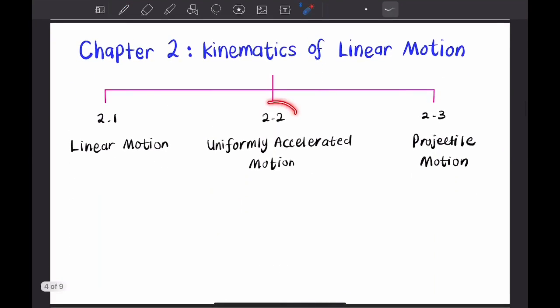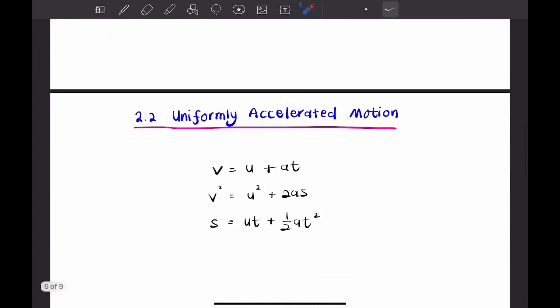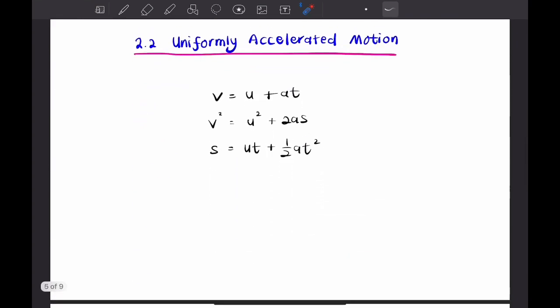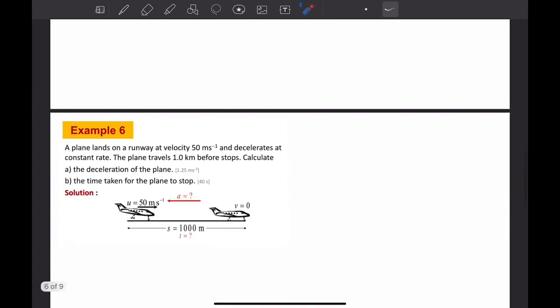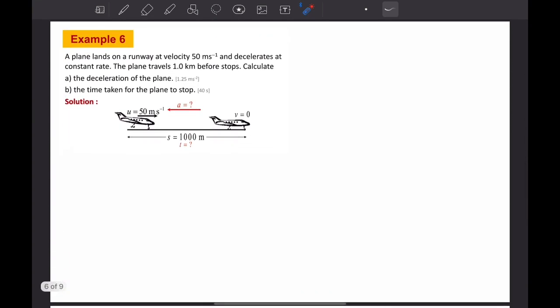Next, we are going to learn about 2.2, uniformly accelerated motion. In this subtopic, we have 3 important equations that you need to know, you need to remember. So we have V as the final velocity, U is initial velocity, A is acceleration, T is time taken, and S is the displacement. So we have S, T, A, U, and V, and then it will just repeat. You need to know which equations to use.